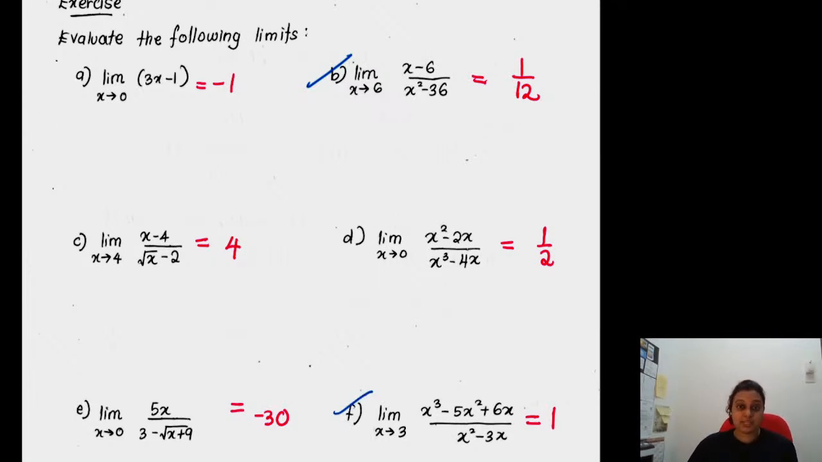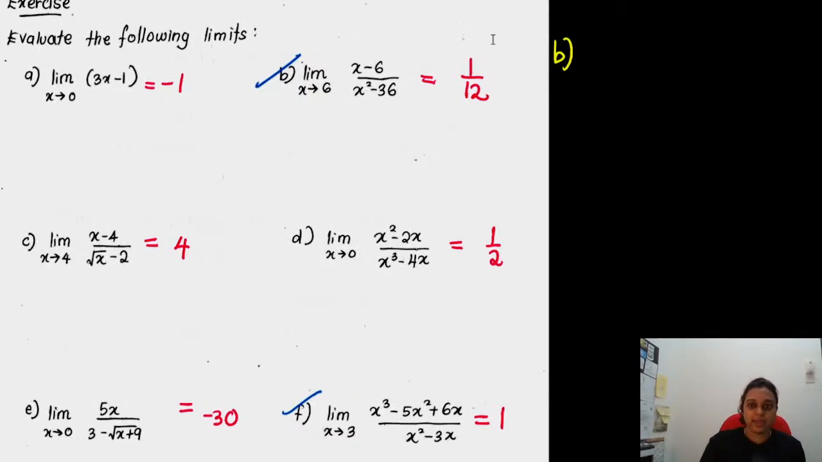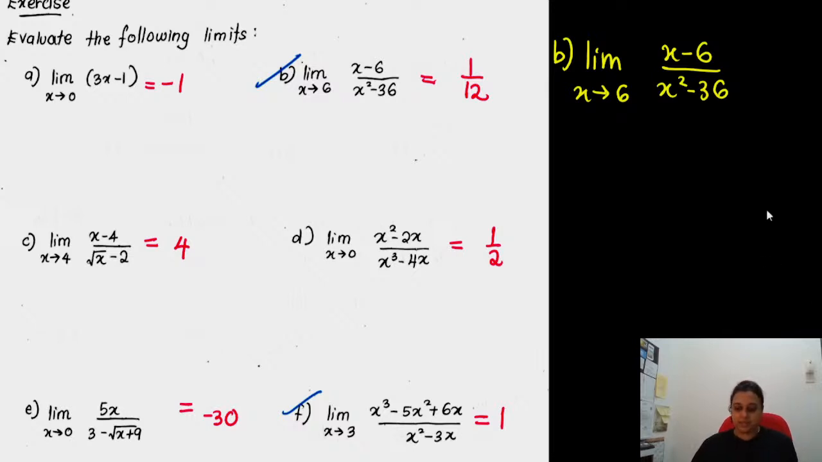So this one the teacher gave you all the final answer already. Quickly write it down, make sure you try. It's very important to try, then only you know whether you can apply the method the teacher is guiding or not. Okay, I'm going to do B first. Limit of x approaching 6, of x minus 6 over x squared minus 36.